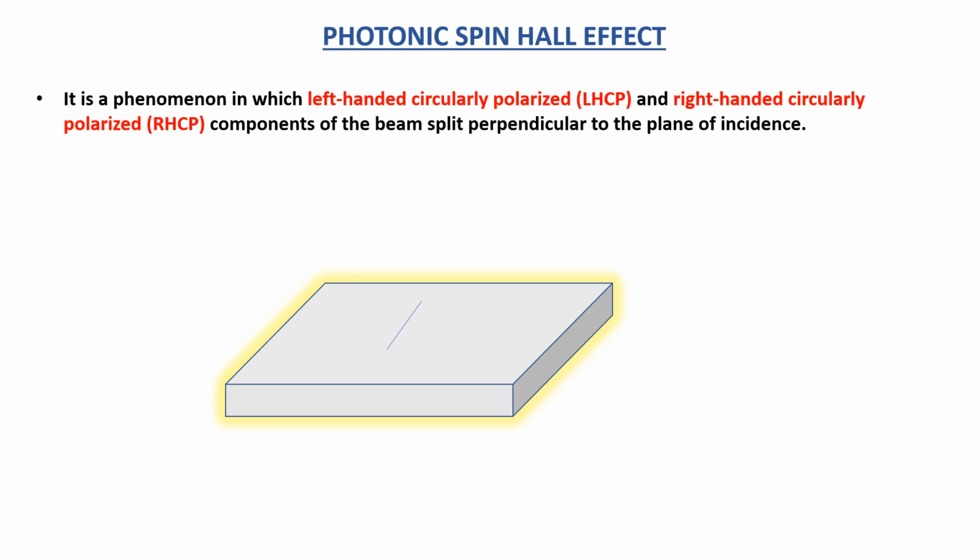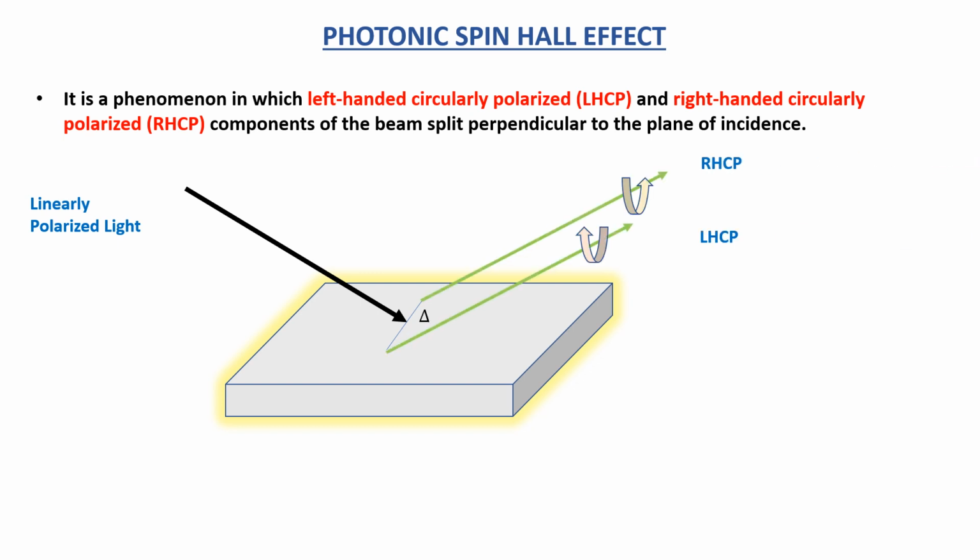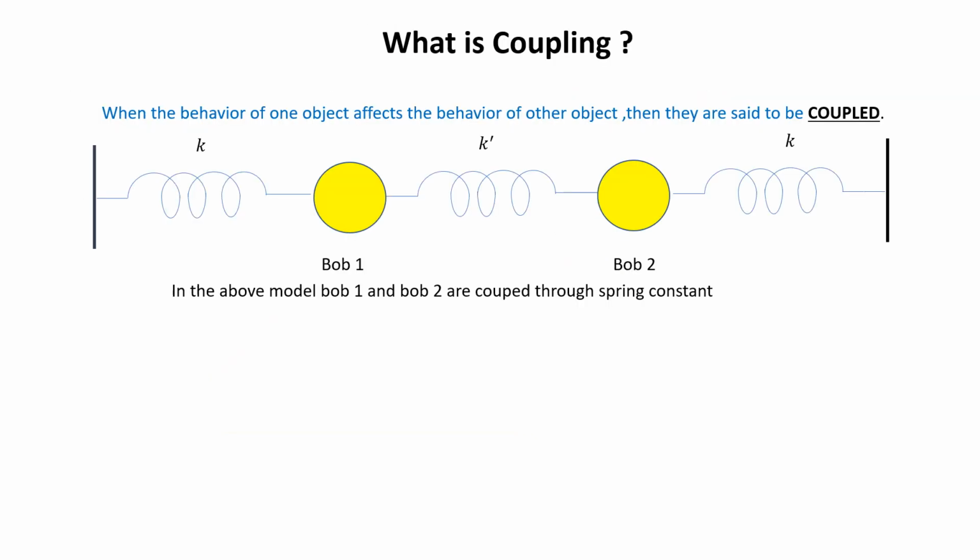Photonic spin Hall effect is a phenomenon in which right hand and left hand circularly polarized light splits up perpendicular to the plane of incidence upon interacting with an optical interface, and it is an outcome of light-matter interaction. Spin orbit coupling leads to photonic spin Hall effect. Therefore, we need to understand what is the meaning of coupling.